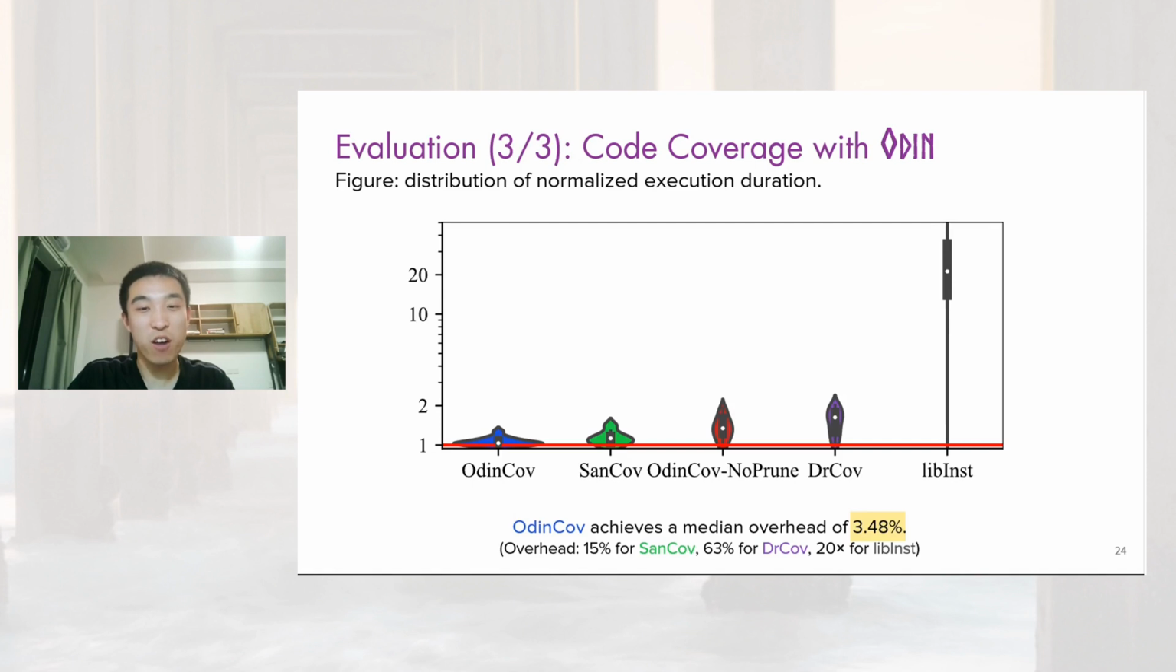Compared with classic coverage tools, Odin lowers the overhead to a mere 3%. In other words, Odin Conf's coverage collection efficiency is 3 times better than SanCov and 17 times better than DrCov.